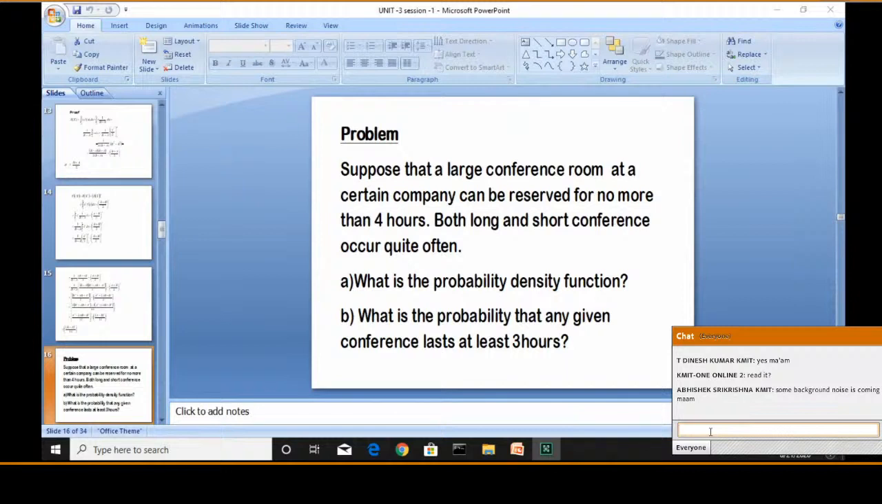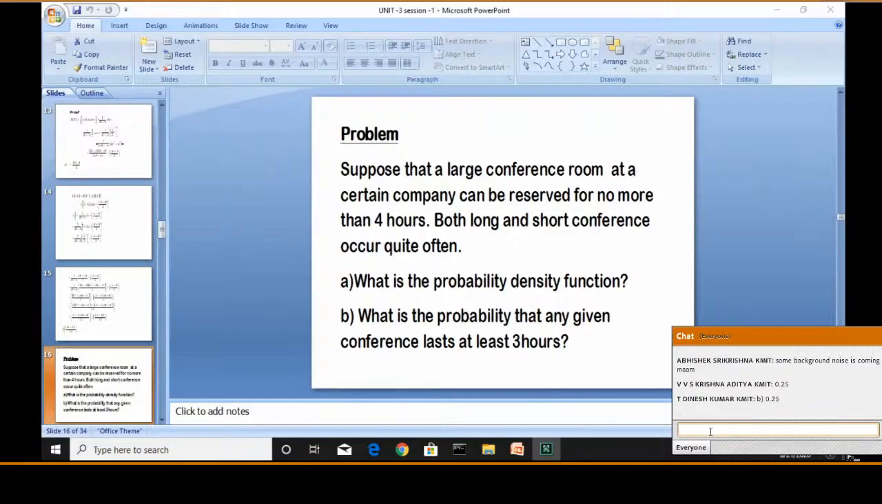So, whether it is a binomial distribution, Poisson distribution, geometric distribution, or a rectangular distribution. Since I am teaching a rectangular distribution, you know that definitely the question is from rectangular distribution. How will we identify a rectangular or uniform distribution? It is reserved for not more than 4 hours. Not more than 4 hours. Both long and short conferences occur quite often.